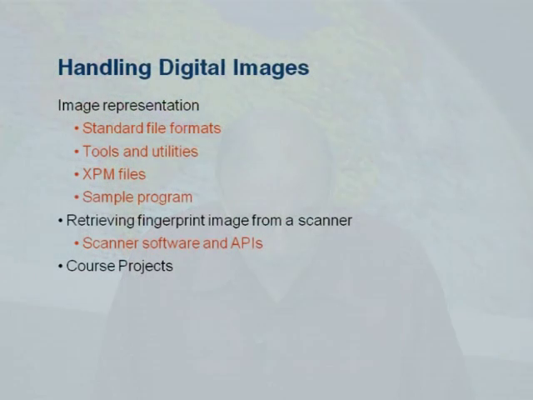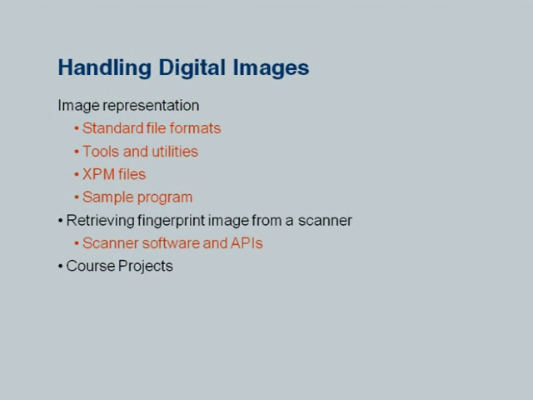First, some basics. Image is represented in some standard digital file formats. There are tools and utilities to handle these formats. We will be discussing a particular file representation called XPM representation. This is not a very popular representation for handling large images. It was meant for a different purpose, which I shall explain. But it's an extremely simple representation to understand. We'll then look at a sample program which uses an image represented in this XPM format and does something useful with it. Tomorrow morning, I hope to demonstrate to you how fingerprint images are retrieved from a scanner and how scanner software and application programmer interfaces are used to write a program which connects the scanner to my computer, and we can actually capture fingerprint images.